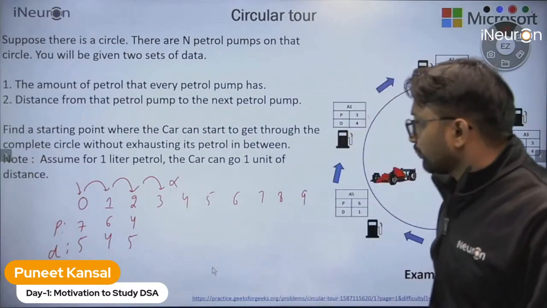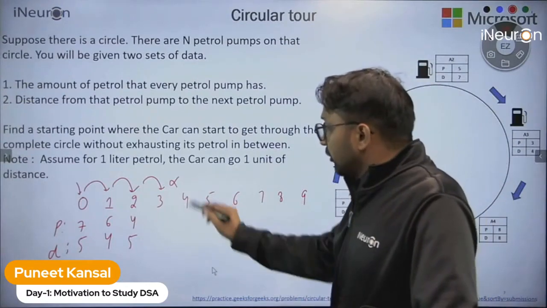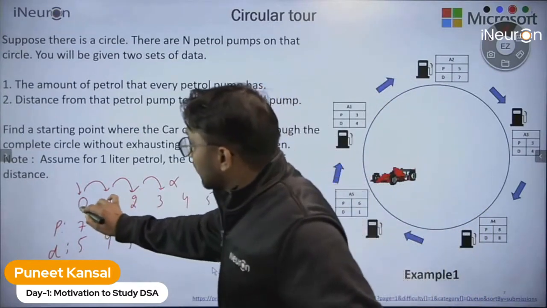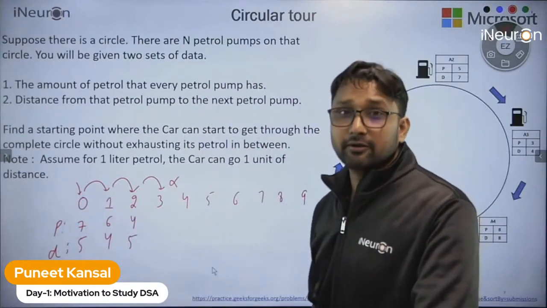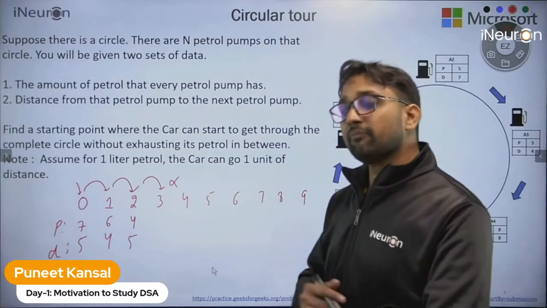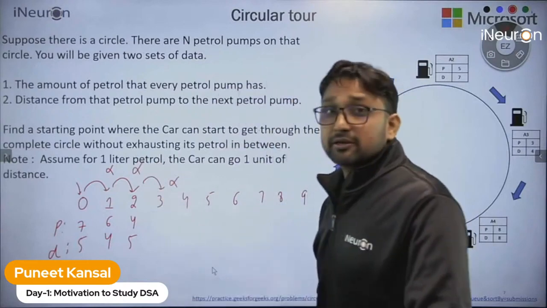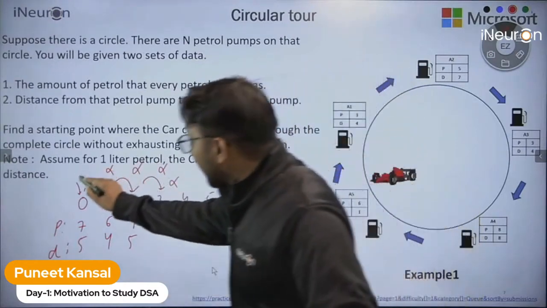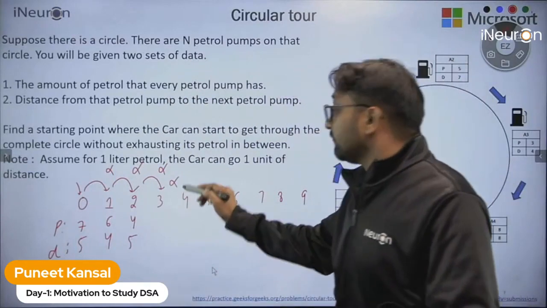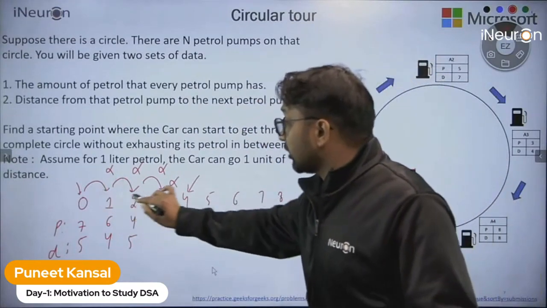If you cannot go from 3 to 4, this is the only line. What I will say is that I am confirmed that 0 cannot be my start state. Can I say one thing more? I am also confirmed that 1 also cannot be my start state. 2 also cannot be my start state. 3 also cannot be my start state. If 0 cannot be my start state, then 1, 2, 3 will not be my start state. I need to start from the 4th station. I do not need to process 1, 2, 3.